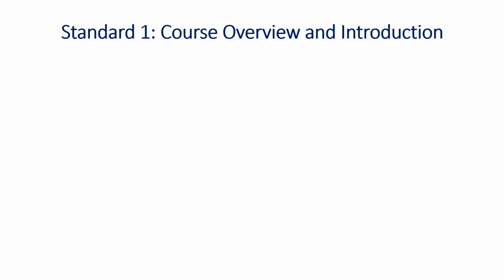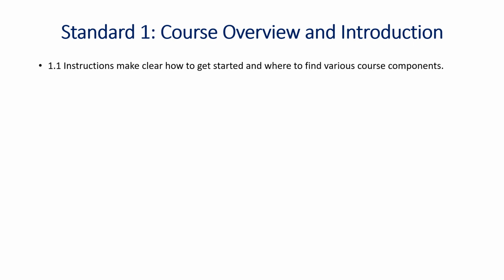Standard 1 is the course overview and introduction. This particular standard concerns course navigation, and there are 9 specific components to include in your course for clarity and easy maneuvering. First, your instructions should make clear how to get started and where to find various course components. Your learners should be introduced to the purpose and structure of the course.